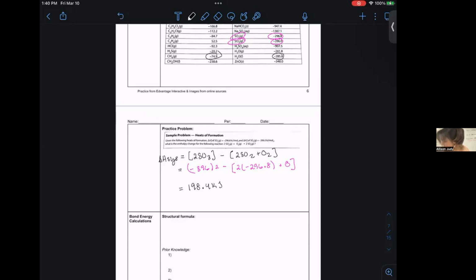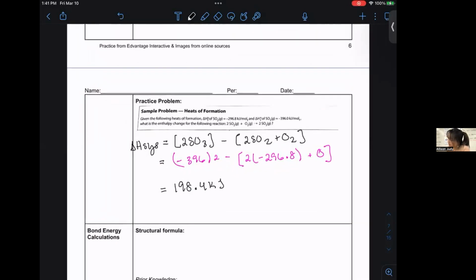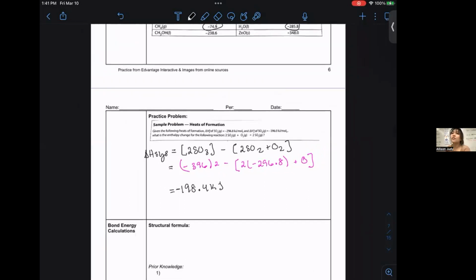198.4 kilojoules. Would it be negative? It's a negative times a negative, so it's positive. Well, it's negative 600, like negative 750 something. It's overall negative. Is it negative 198.4? It's like negative 800 plus 600. Yes, negative 800 plus 600.